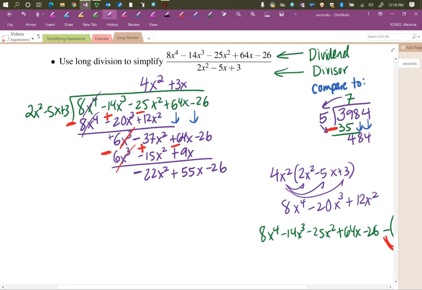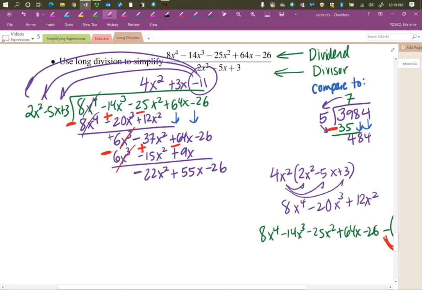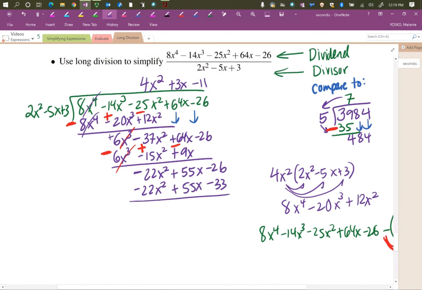And we keep going, right? 2x squared times what gives me negative 22x squared? Negative 11. So then we take negative 11 times every single term here. So we get negative 22x squared plus 55x minus 33. And then we come through and we change every sign. So 22x squared, so now they have opposite signs, they cancel. Oh look, the 55x's cancel as well.